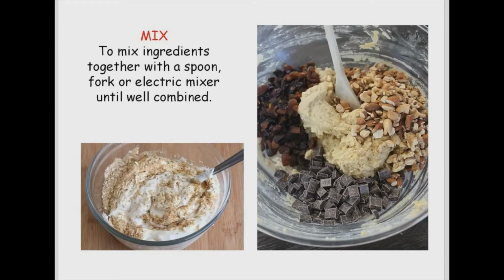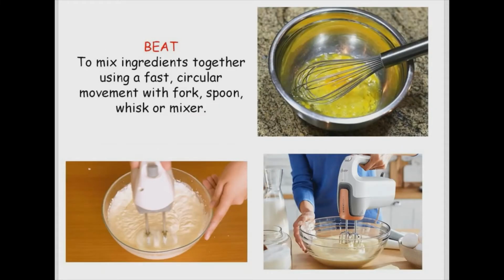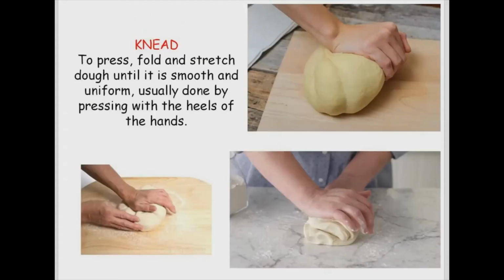Mix. To mix ingredients together with a spoon, fork, or electric mixer until we're combined. Stir. To mix together with a spoon in a pan. Heat. Mix together using a fast, circular movement with fork, spoon, whisk, or mixer. Blend. Mix ingredients together gently with a spoon, fork, or blender until combined.